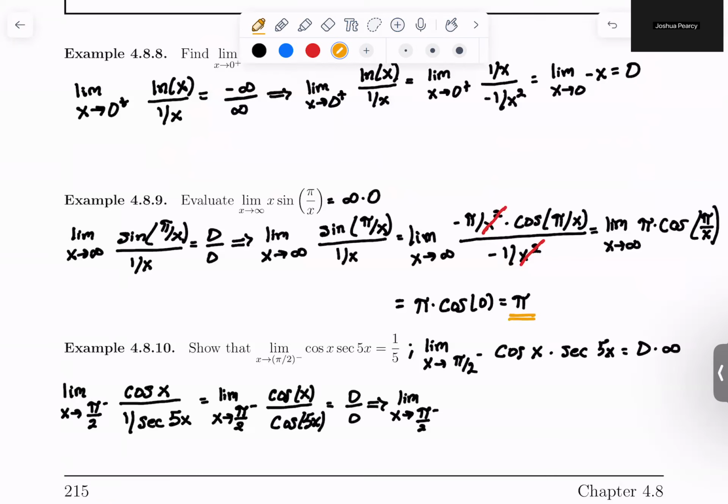And you could verify this on a graph as well. Just graph this function here, and then plug in some very large values of x, and notice that the actual value of the expression goes to 3.14159 as you increase x.